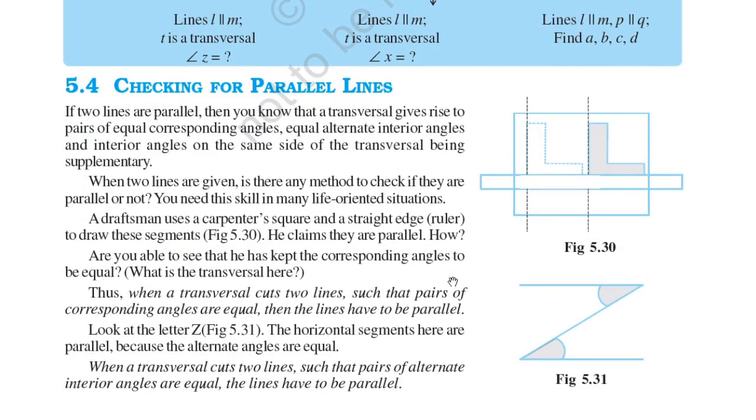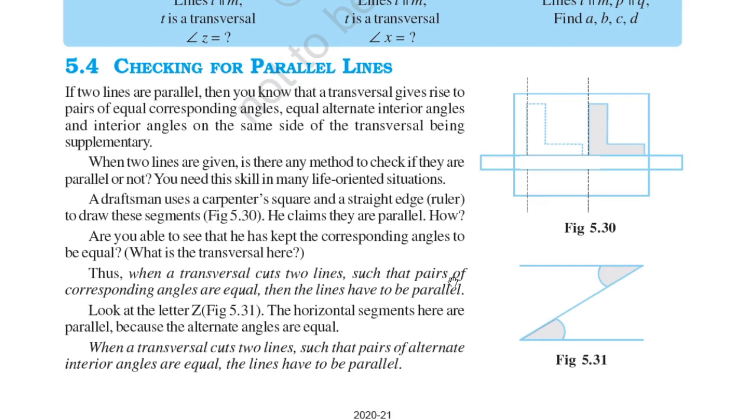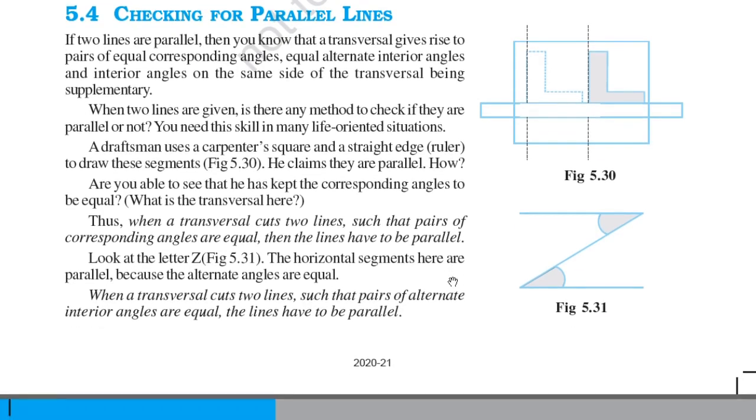Section 5.4, checking for parallel lines. If two lines are parallel, then you should know that a transversal gives rise to pairs of equal corresponding angles, equal alternate interior angles, and interior angles on the same side of the transversal being supplementary. When two lines are given, is there any method to check if they are parallel or not? You need this skill in many life-oriented situations. A draftsman uses a carpenter's square and a straight edge ruler to draw these segments, as in figure 5.30. He claims they are parallel. How? Are you able to see that he has kept the corresponding angles equal?